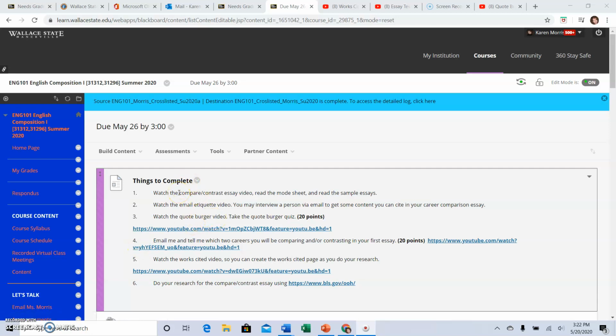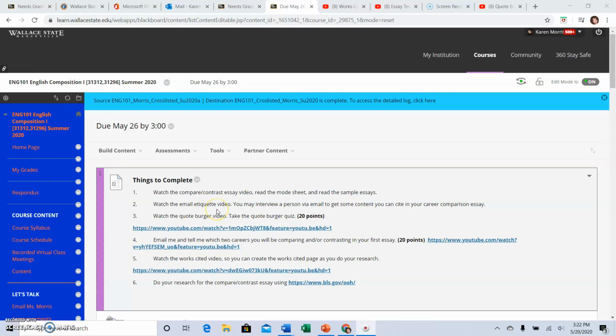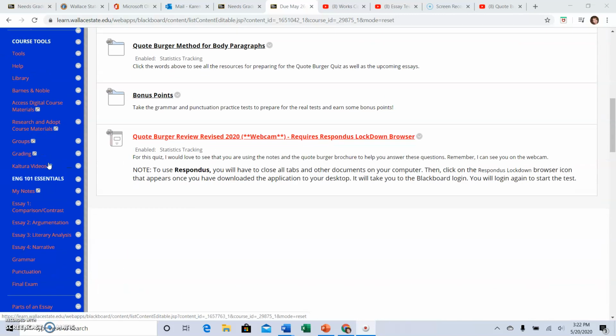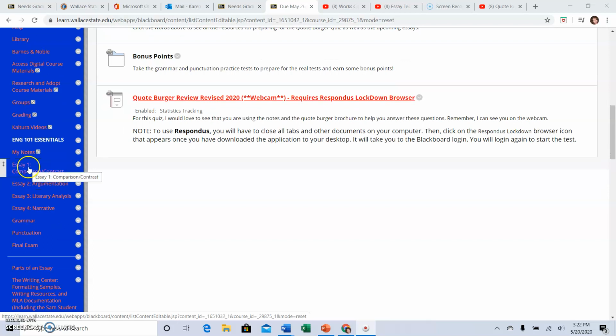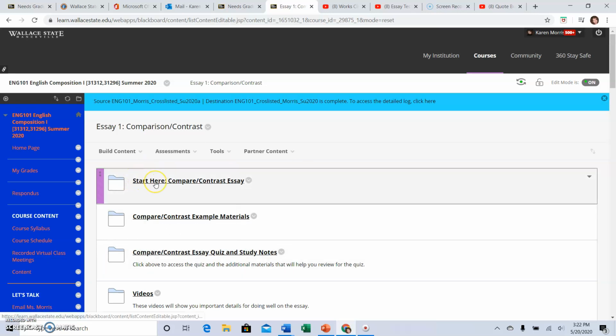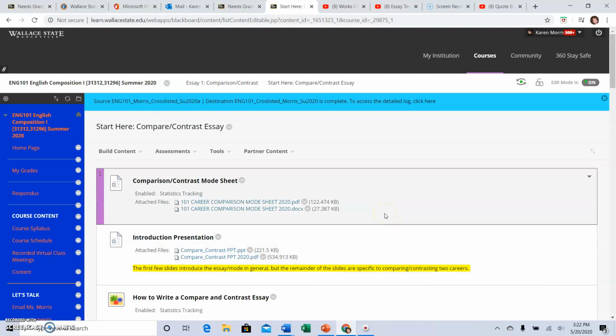So you can find the information about each essay on the left column table of contents, and starting with essay 1, the compare contrast essay, I even have labeled the place to click to get started reviewing the information you need to know before you begin your essay.